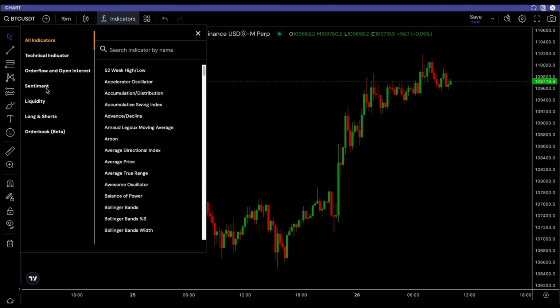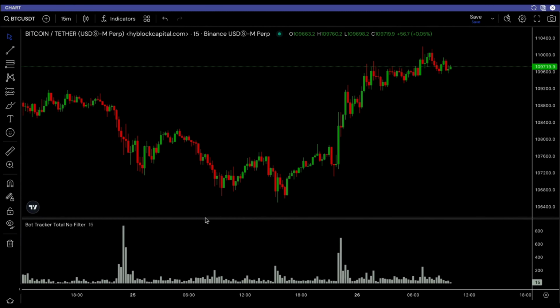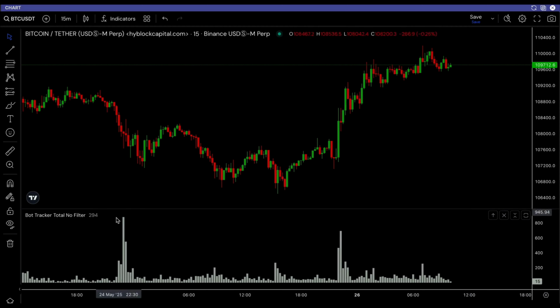Find the bot tracker under the sentiment section and apply it to the BTC price chart. At first glance, nothing unusual. It looks quiet, maybe even underwhelming. But this is where the real game begins.